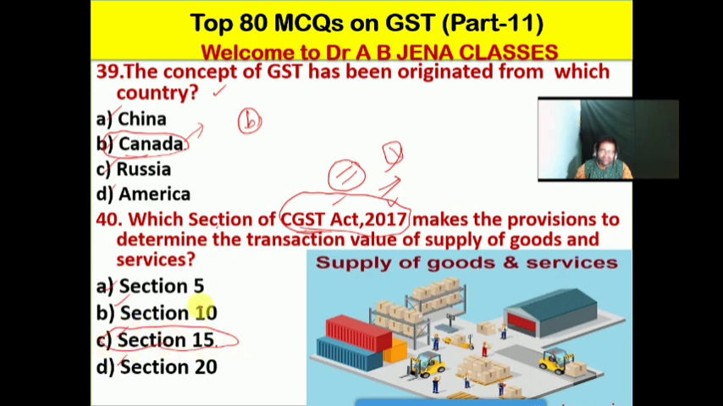No doubt friends, so C is the right option for this MCQ. That means section 15 of the CGST Act 2017 makes the provisions to determine the transaction value of supply of goods and services. So C is the right option for this MCQ.